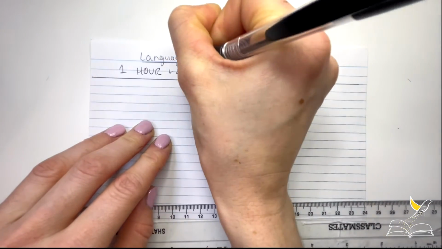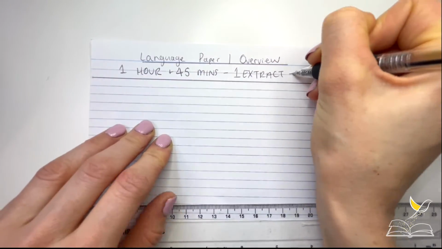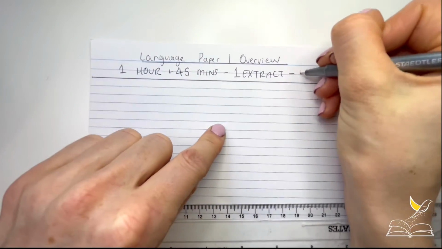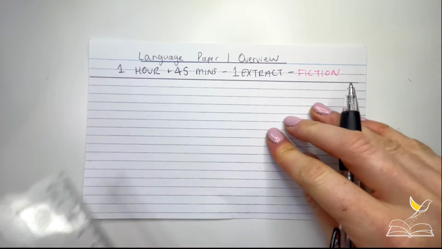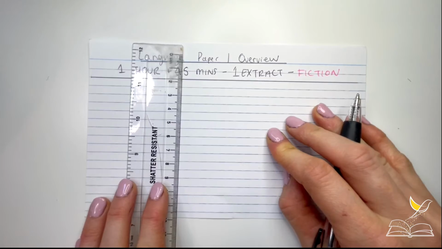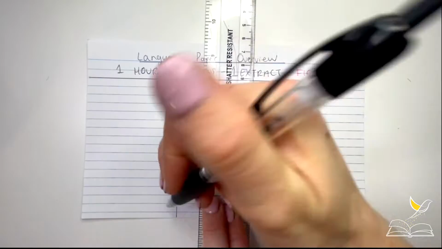So this overview revision card will be a bit like a cover sheet for all of the other revision cards I'll make for every single question of Language Paper 1. I'm reminding myself that Paper 1 is the fiction paper. You have one extract to analyse and the whole exam takes 1 hour and 45 minutes.